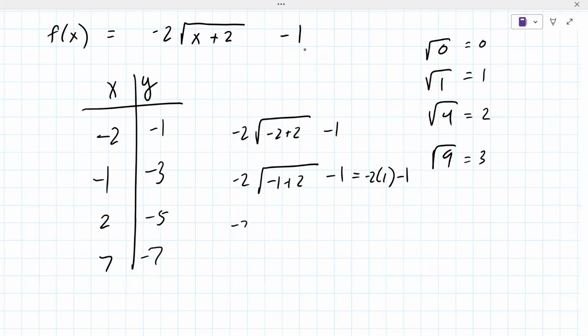So let's take a look here. So it's -2 square root 2 plus 2 minus 1. So that's 4. Square root of 4 is 2. It becomes -2 times 2 minus 1. -4 minus 1 is -5.